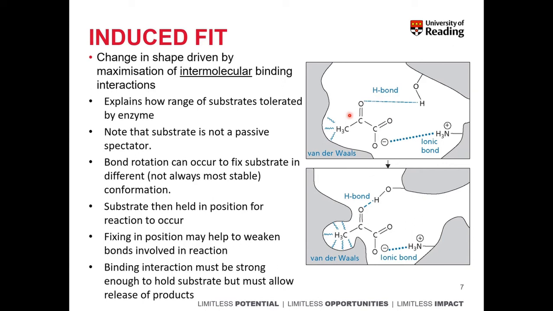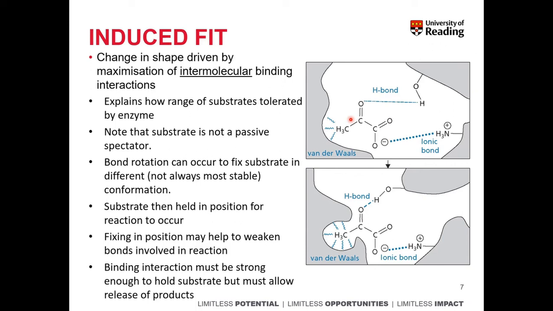Now the substrate has to be held in position for the reaction to occur. So that is why, for example, this relatively small molecule has 3 different binding interactions with the active site. Now fixing this molecule in position sometimes helps to weaken the bonds that are involved in the reaction. So in this molecule, this carbonyl group here is converted into an OH group and a hydrogen coming off this carbon. The formation of a hydrogen bond between the carbonyl group and this hydrogen here actually weakens this oxygen-carbon double bond, and that is what allows the reaction to take place.